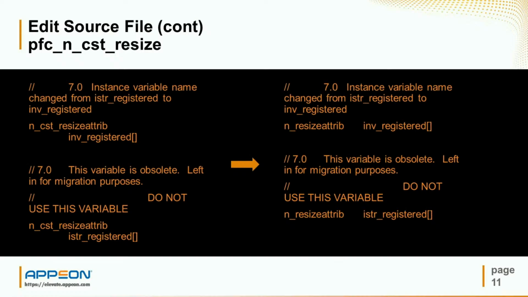Okay, and then there's a couple instances of the instance variable, which is the attribute, the Resize attribute that we just changed in the prior step. And since we changed the name, you need to change it in the instance variable. You'll see on the left it's NCST Resize attribute, and on the right it's Resize attribute. Okay. And this note about the other variable being obsolete, you don't have to do anything with it. You still need to change the name of it or it won't compile. So we're going to change it again from NCST Resize attrib to Resize attrib.